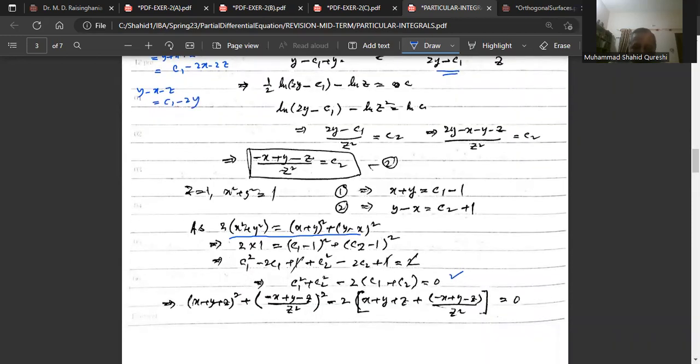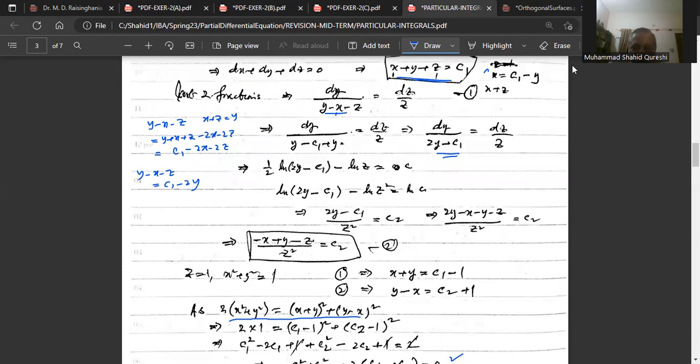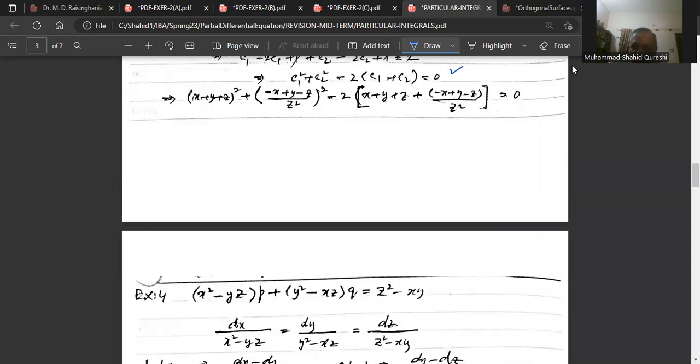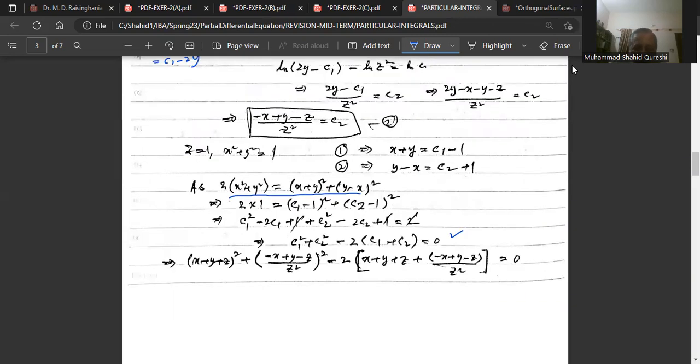Okay, C1 has been obtained as some function of x, y, here x plus y plus z. And C2 has been obtained as this. So in place of C1, x plus y plus z. In place of C2, minus x plus y minus z divided by z whole square. And this is the required particular integral.